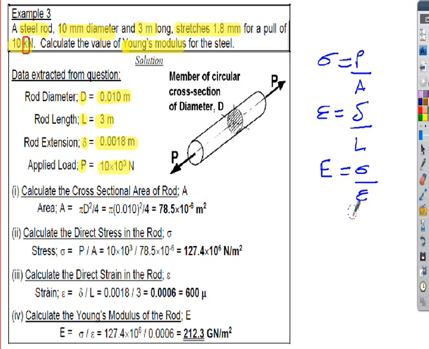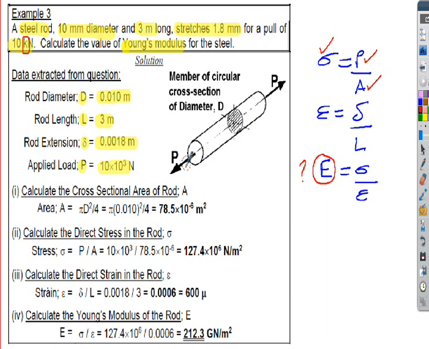Looking at this question, what does it want me to find? It wants me to find the elastic modulus. It wants me to find this thing. So I'll need the stress and the strain to do that. Now from the question, what am I given? Well, I'm given the P, the force, that's the 10 kilonewtons. I'm given the rod diameter, so I can find the area in a moment. That should be okay, so I'll be able to find the direct stress.